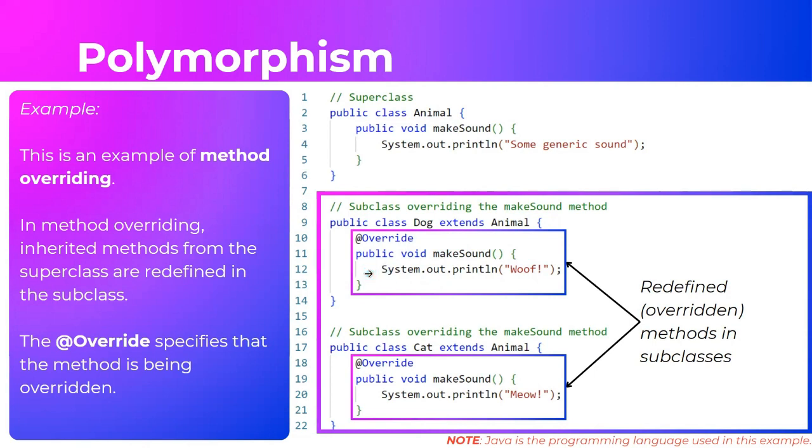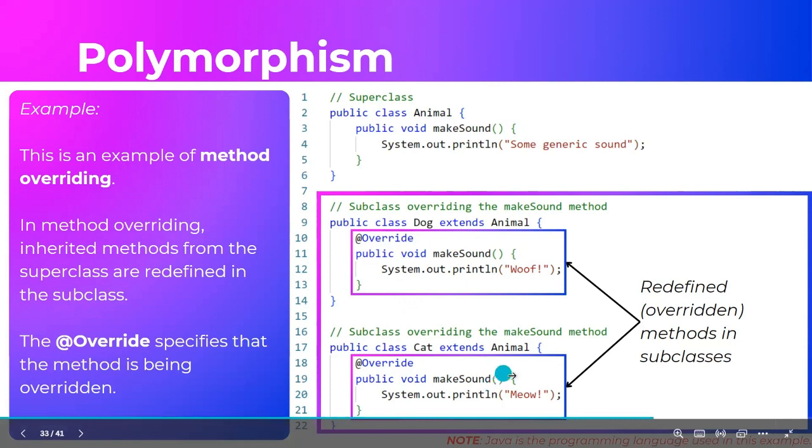To clearly specify that we are overriding that specific method from our superclass, we need to provide the annotation @Override. The @Override annotation specifies that this method is being overridden by the subclass. Okay, as you can see, they have the same structure, but we have a different implementation, a different implementation for the Dog class and a different implementation for the Cat class.